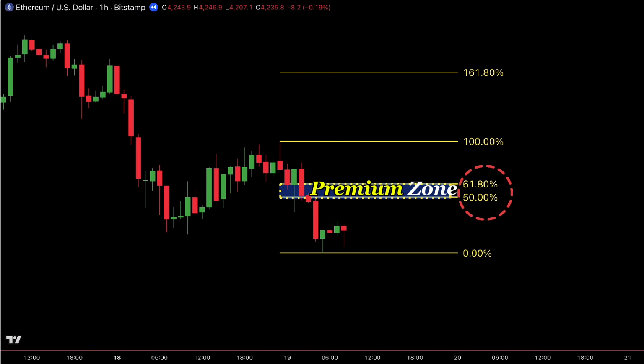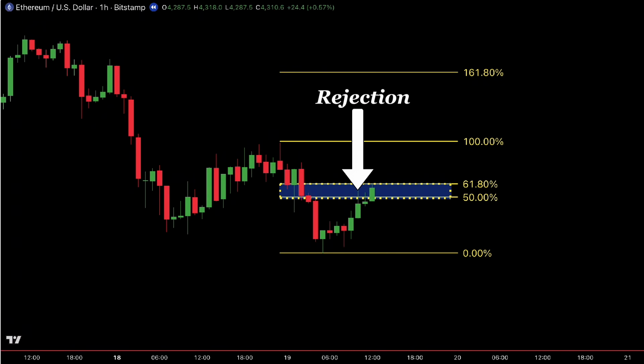Now watch what happens. Price reaches the premium zone and rejects strongly, but if you sell here, you lose because your stop loss will get hit. Our strategy does not enter on simple reactions. We wait for the liquidity sweep inside the premium zone. Here we finally get it.